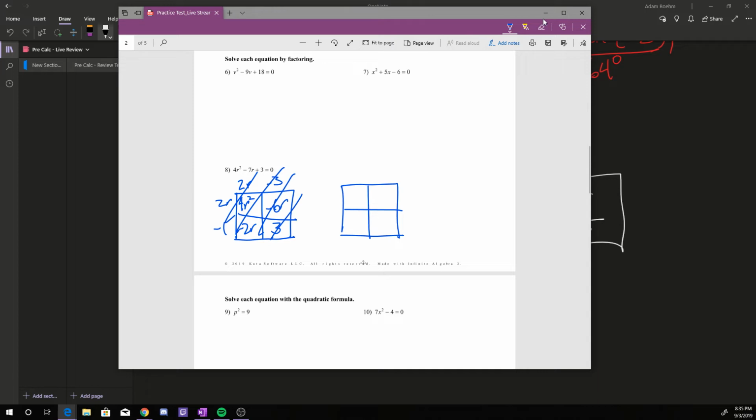Instead of 2r up top and the side, I'm going to put 4r up here and just r on the side. And then 3 goes in here, and then we want, let's say, -1 on this side, which gives us -4r. And then -1 times -3 is 3. -3 times r is -3r. And then -4r plus -3r does equal -7r. So these are our factors.